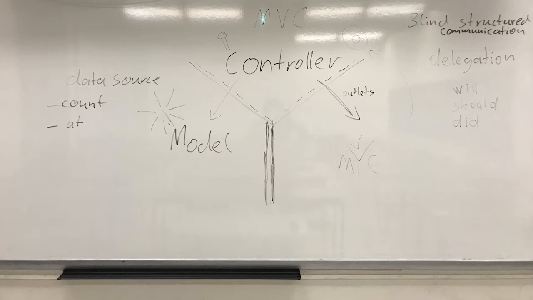So the model can broadcast, just like a radio tower. It can say, hey, I changed, something inside me changed, and then the controller can have a little antenna where it can pick up on stuff that the model broadcasts. So that's how communication can happen. So the controller can pick up on something that the model wants everyone to know, but it's not specific to a specific view controller.